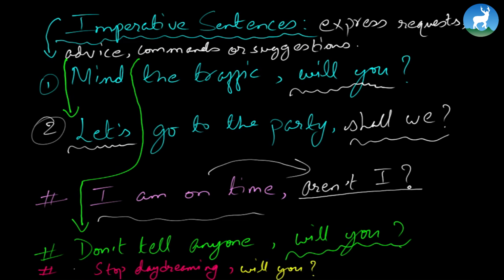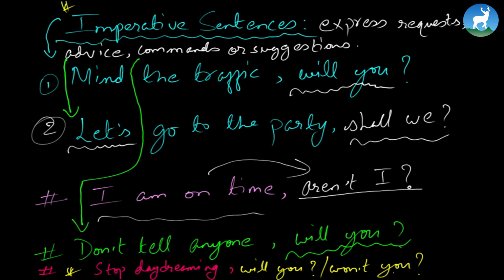See, it breaks the rule. Because this is imperative, it breaks the rule again. Imperative sentence, it breaks the rule again. Stop daydreaming, will you? And want to is also acceptable. Stop daydreaming, will you? Want to, both are acceptable. Okay, this is what you have to understand whenever you come across a question tag.